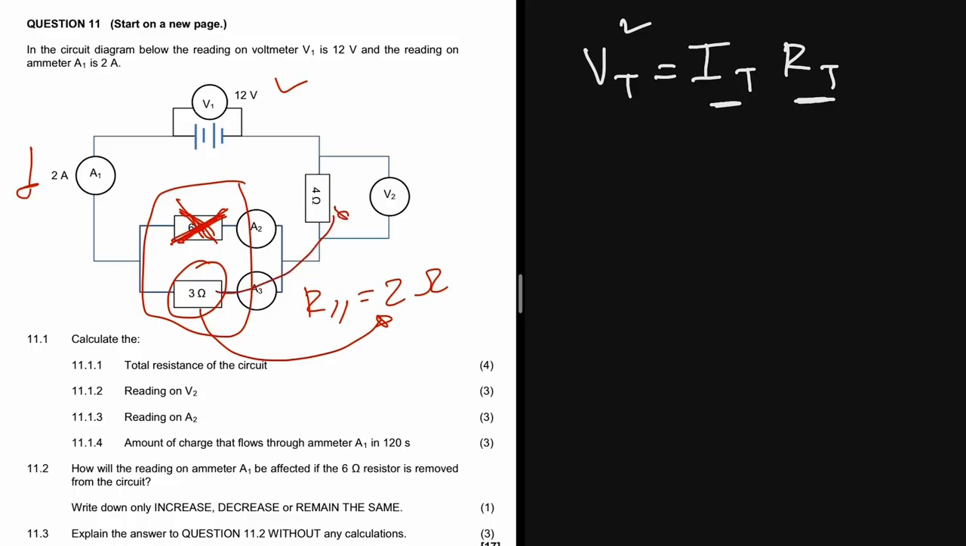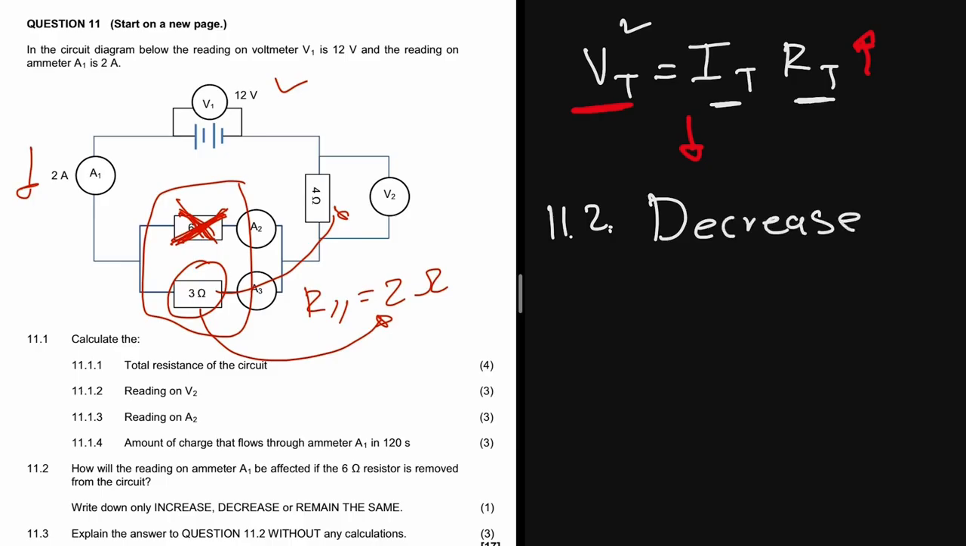So now if you increase the total resistance and you keep the voltage the same, you must decrease the total current so that you have the same voltage. So for this question 11.2, the current is going to decrease, since by removing this resistor of 6, we are increasing the total resistance. So the current will decrease.